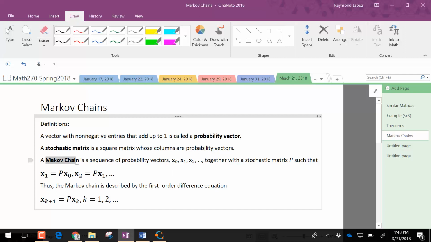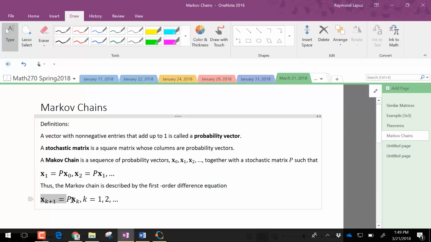And so a Markov chain is a collection of vectors that gets applied to a stochastic matrix. So you have x sub 0, you apply it to the matrix, you get a new vector. You take that new vector, apply it to the matrix, you get another new vector. And that collection of vectors is called a Markov chain.